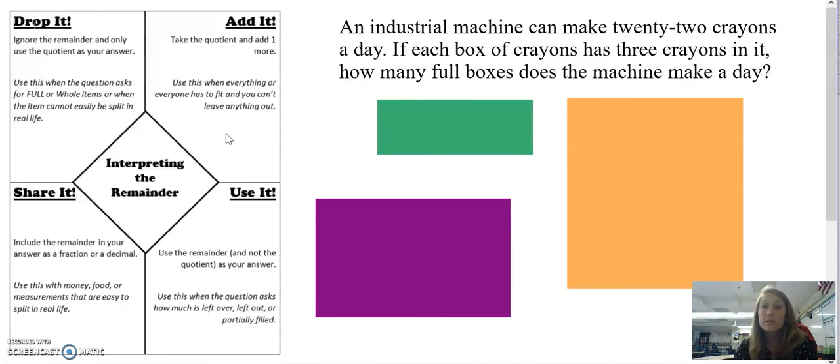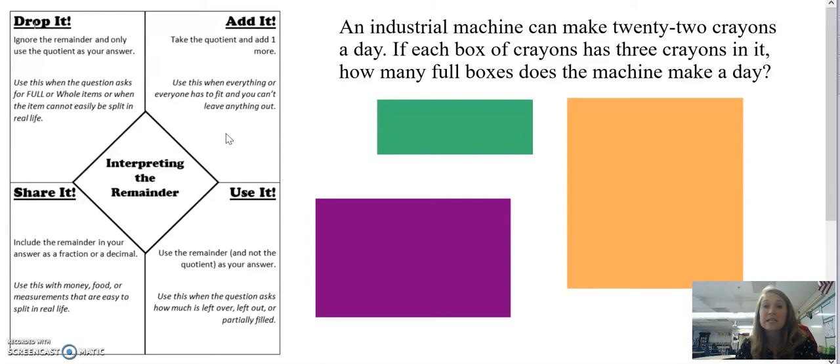And of course, some questions might ask you to use the remainder. In fact, that would be your answer instead of the quotient. And you'll do this when the question asks you how much is left over, how much is left out, or how much is partially filled. So let's take a look at a couple of examples.